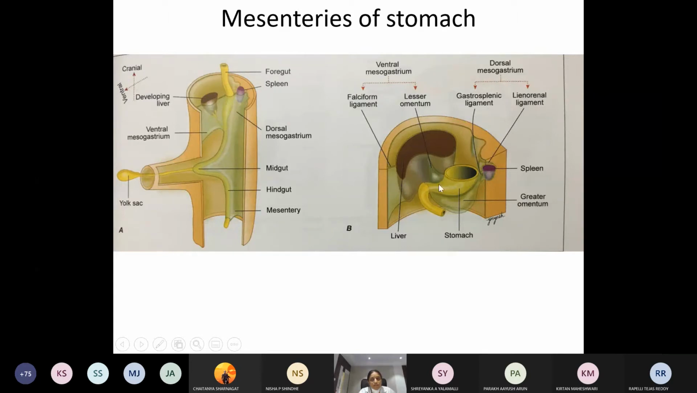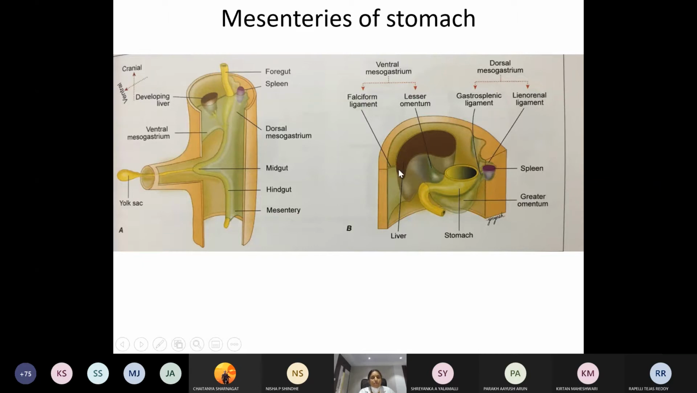See in the next diagram here towards this side. This is the stomach, right? Here, the part of the mesentery which is connecting the stomach to the liver, and also the first part of duodenum, this is called the lesser omentum. Clear? So this lesser omentum is derived from the ventral mesogastrium.